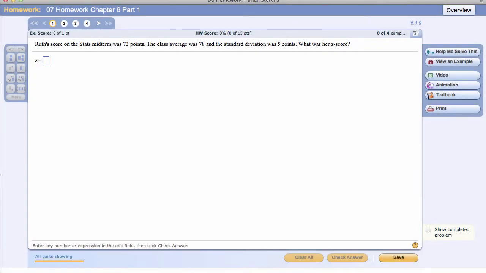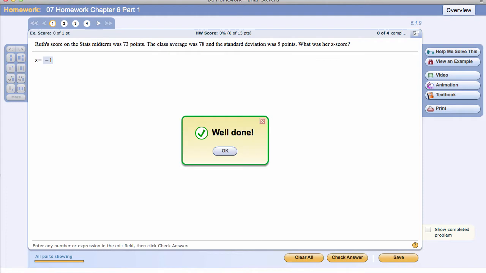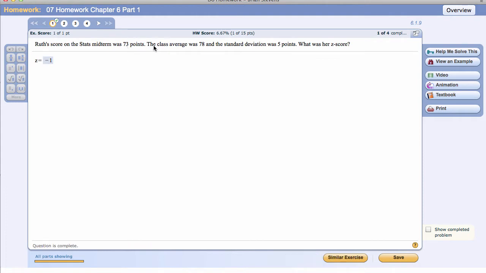For these problems, we need to think about z-scores and the empirical rule. Now, a z-score is how many standard deviations above or below the mean an observation is. So considering that the class average was a 78 and Ruth scored a 73, she was 5 points below the average, which is 1 z-score. To do this, we can take 73 minus 78 divided by 5. That is observation minus mean divided by standard deviation.